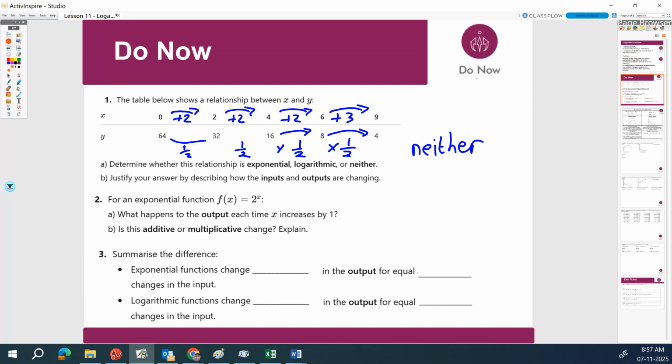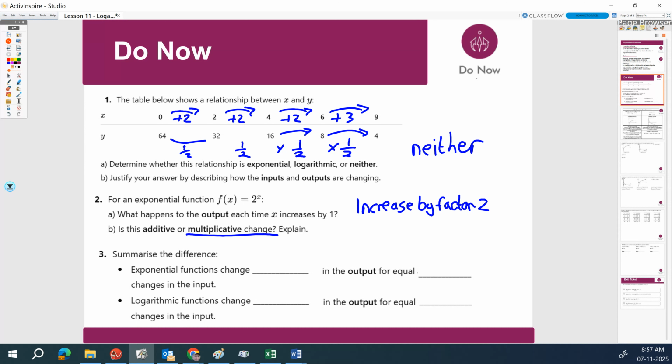So for an exponential function like y equals 2 to the x, what happens to the output values each time x increases by 1? We can see the base here in this function, and they're going to increase by a factor of 2. They're going to be multiplying by 2 each time we go up by 1. We can see that in the base, and this is how it's going to occur, and this is a multiplicative change.